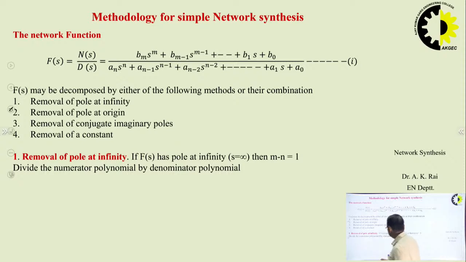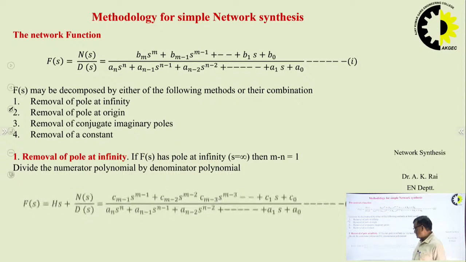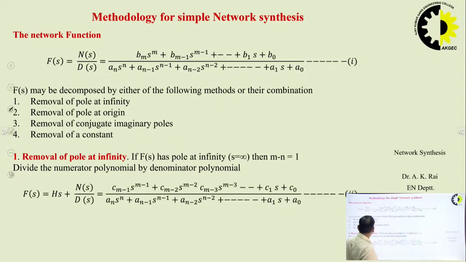So, removal of pole at infinity: if F(s) has a pole at infinity, s equal to infinity, then m minus n is equal to 1. There is a deficiency of 1, which means one pole is lying at infinity. So, look at the degree of the numerator and the degree of the denominator. If m minus n is 1, how will we remove it? Just divide the numerator polynomial by the denominator polynomial. Straightaway we can get F(s) is equal to Hs plus N(s) upon D(s) in this format.